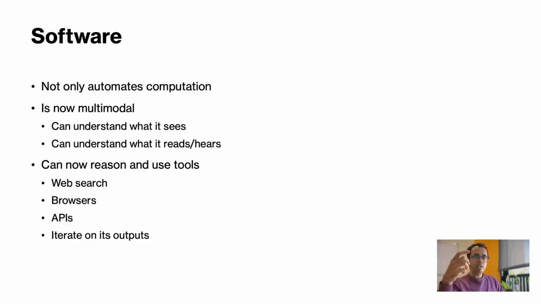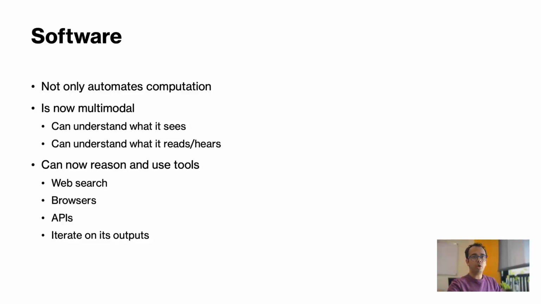So software is now not only automating computation, but it is now also multimodal. It can understand what it sees. It can also understand what it reads or hears. And it can now reason and use tools as well. So now it can search the web for you. It can use the browsers. It can test the APIs. It can also iterate on its own outputs. If it does not like what it generated in the first go, it can always go again at it, right? So these are the capabilities that modern software does have.